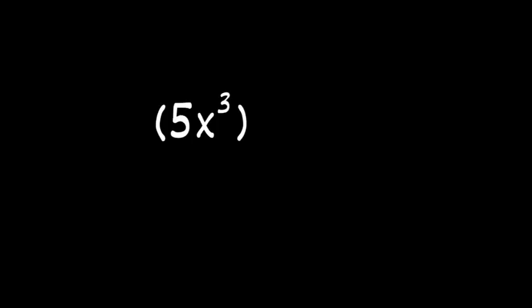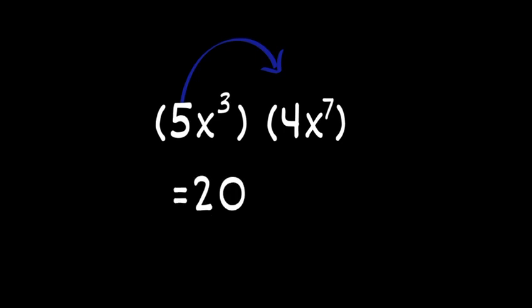What is the value of 5x cubed multiplied by 4x to the 7th power? So what should we do in this example? First we need to multiply 5 times 4. 5 times 4 is 20. And then we need to multiply x cubed times x to the 7th, in which case we need to add. 3 plus 7 is 10. This is simply 20x to the 10th.